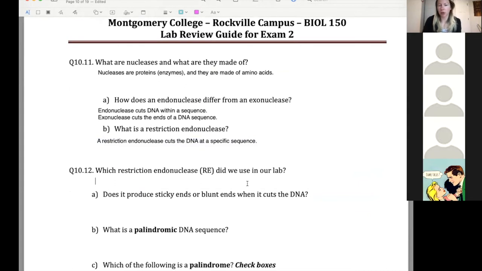Okay, which restriction endonuclease did you use in your lab? What was it called? DdeI. Yeah, it's an uppercase I, which I think represents the number one, so Dde1 or DdeI. And does this enzyme produce sticky ends or blunt ends? Sticky ends. Right, it produces sticky ends, which means there is a single-strand overhang where the cut is made.